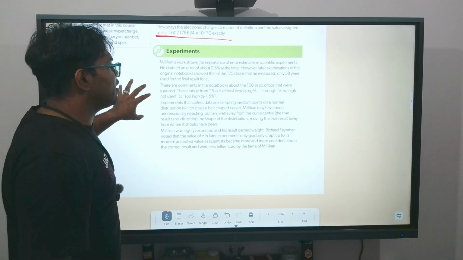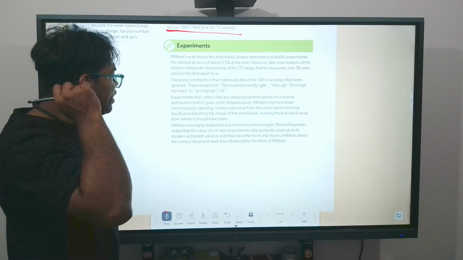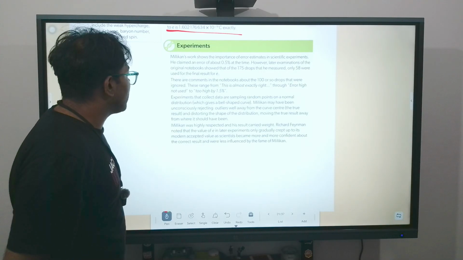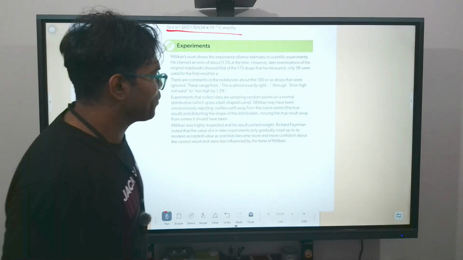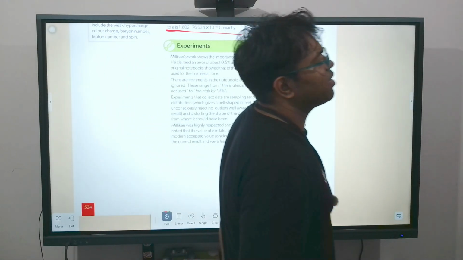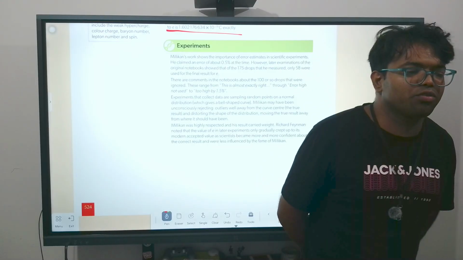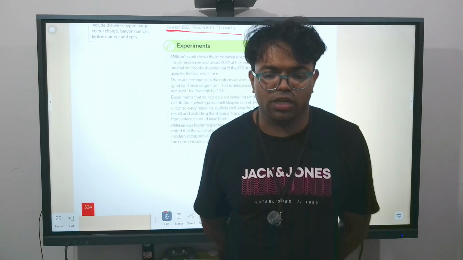Experiments that collect data are sampling random points on a natural distribution. Okay, he is just telling us how he did it. Basically, this is nothing but the ways he used to calculate the value of charge.